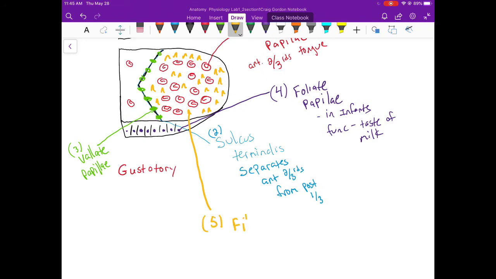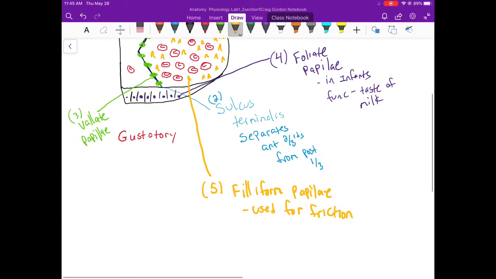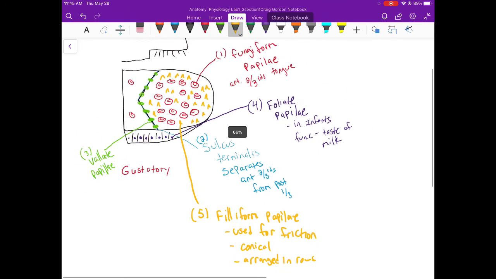Filiform papillae. And this is used for friction. Let me just finish this. And these are conical, and they're arranged in rows. And again, they're used for friction, okay? So that's the tongue itself.